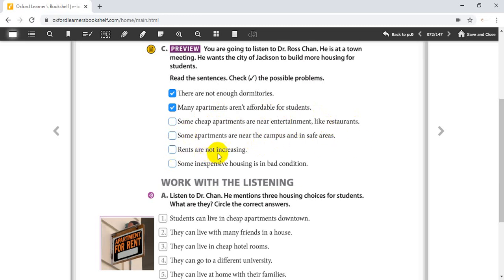No. Rents are not increasing. So, is it a problem or is it a good thing? It is a good thing. Some inexpensive housing is in bad condition. Okay, so this is a problem. Some housing which is low in price is in bad condition. So definitely no one can live there. So yes, this is a problem.